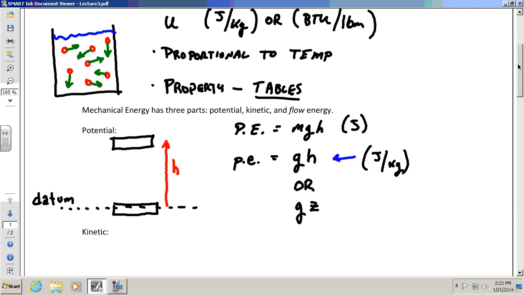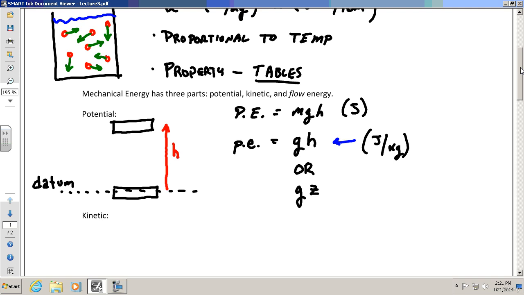I'm hoping that most of you have seen potential energy, and it's not a big deal. It also comes up in your dynamics course and in physics. Basically it says that if something is higher, there's more energy than something that's lower. That makes sense.